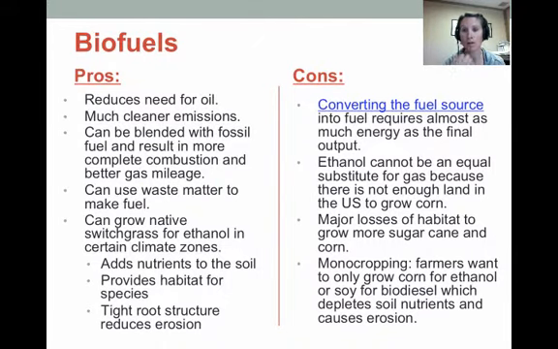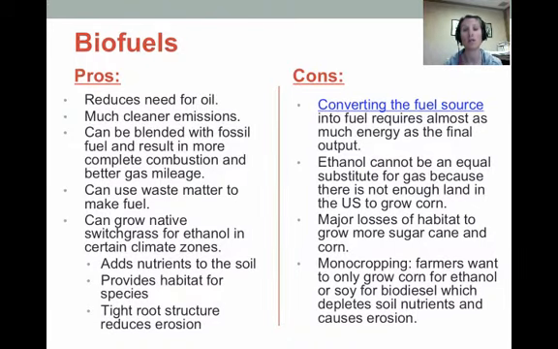And then ethanol cannot be a complete substitute for gas because there isn't enough land in the US to grow enough corn. In fact, we've seen corn prices go up because as ethanol demand went up, people started growing corn for ethanol instead of for food, and you saw the price of corn go way up. That's why we're starting to look to other sources, and we're realizing, hey, we can use switchgrass, we can use potatoes, we can use these other things.